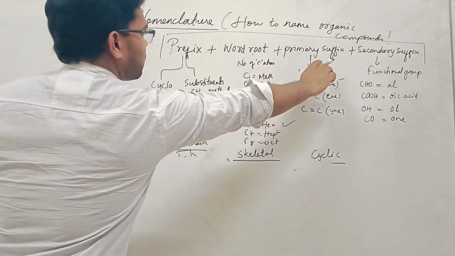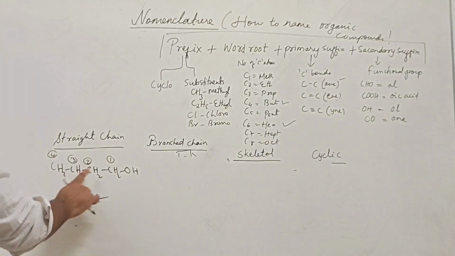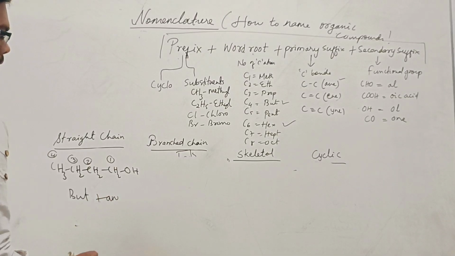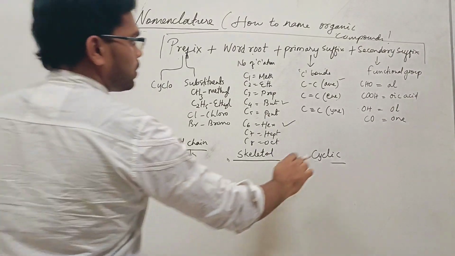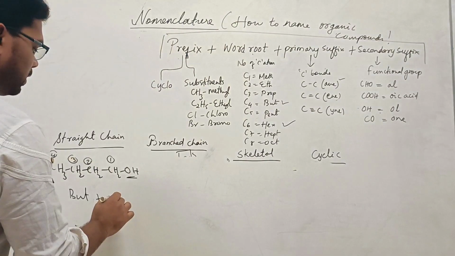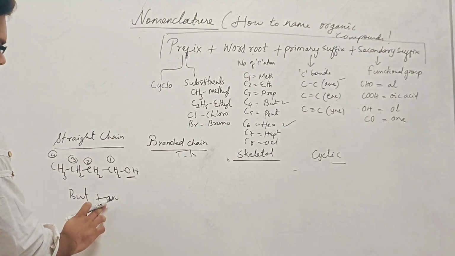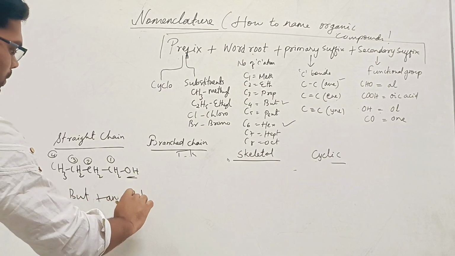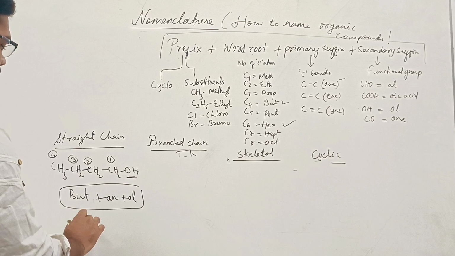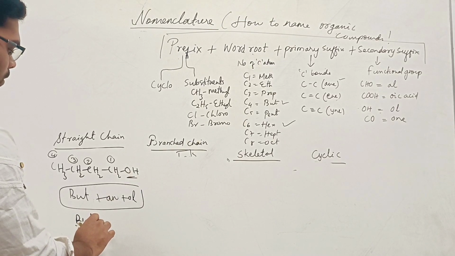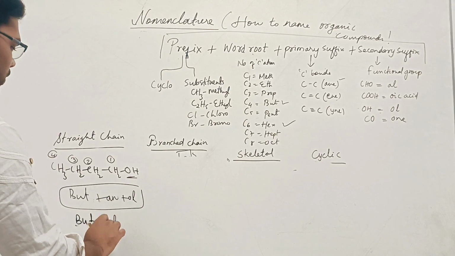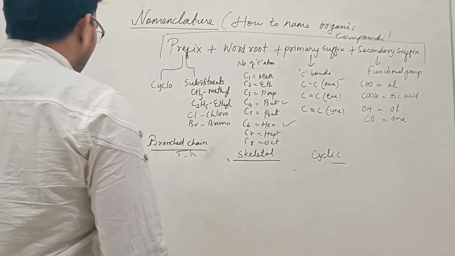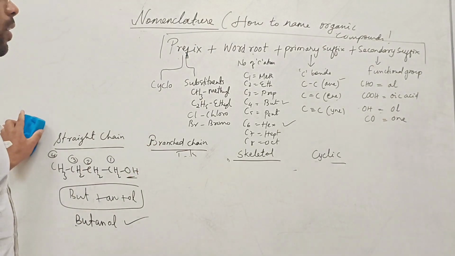Alright? Plus primary suffix. How carbon are bonded? Single bond. Right? So you can write AN. Alright? And here you have OH group. OH group means alcohol group. Whenever there is functional group, no need to write the final E of ane, you just write AN plus OL. Alright, so now merge. So the name will be butan-1-ol or butanol. This will be the name. Alright. So it is clear, so in this way you can name the organic compound.